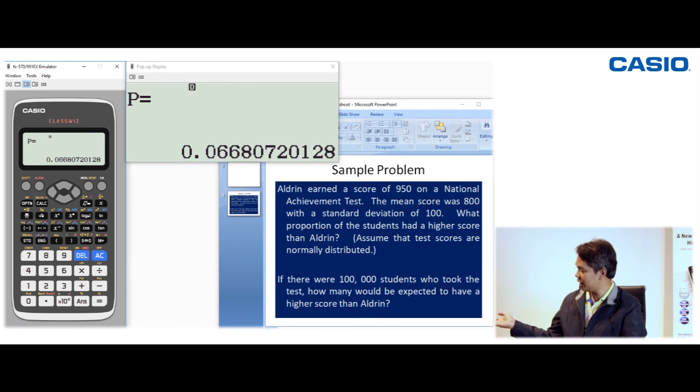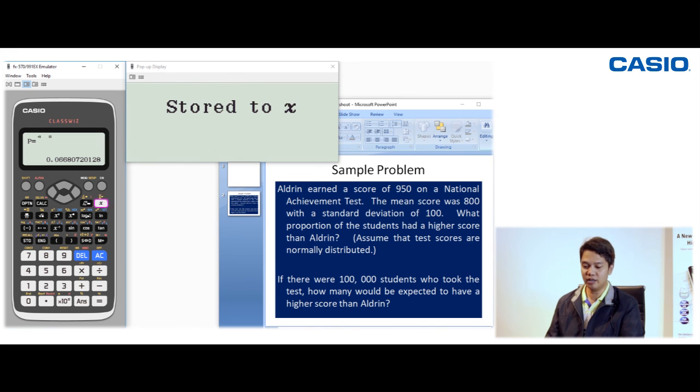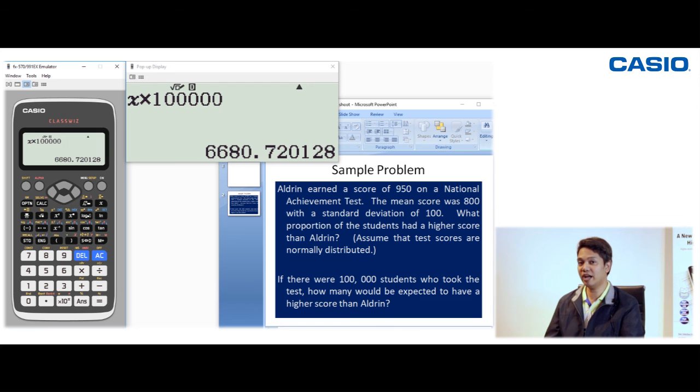Again, to answer the follow-up question, how many students, we need to store this value again to x. Press store, and then the x variable. You can see that it's already stored in x. Then going back to menu 1, we need to multiply the probability by 100,000. So, times 100,000, and then press equals. We arrived at the same answer, which is 6,681.